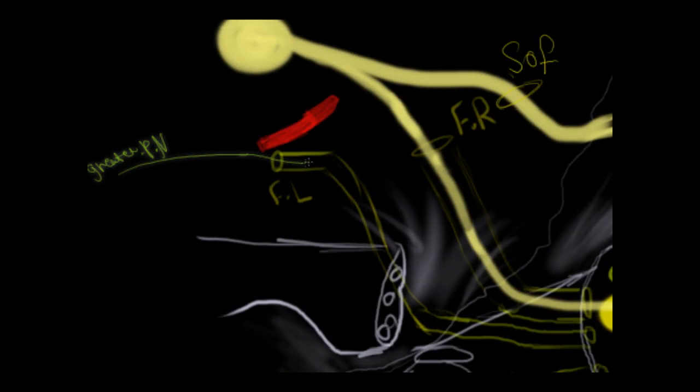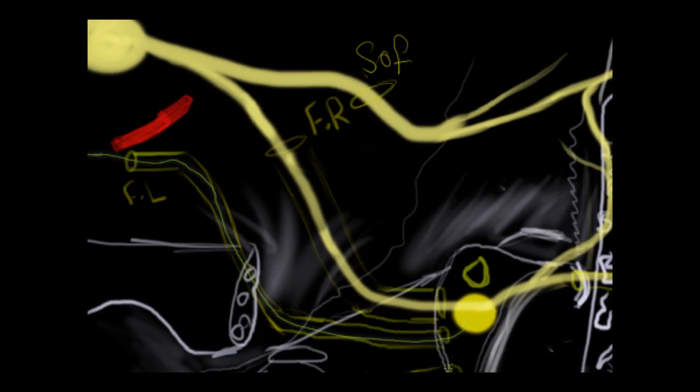Jump where? Where to jump? It's called the greater petrosal nerve, which is a parasympathetic innervation, entering into the foramen lacerum and synapsing in the sphenopalatine ganglion.